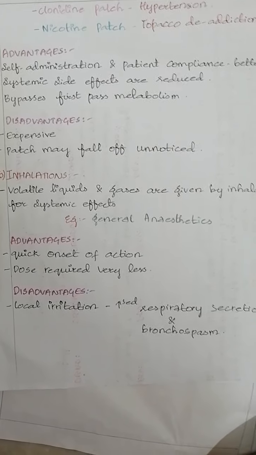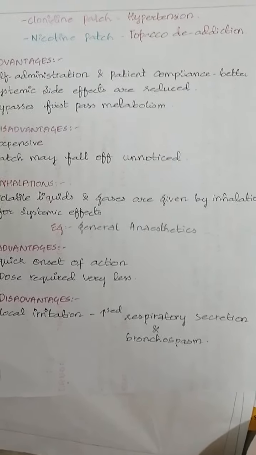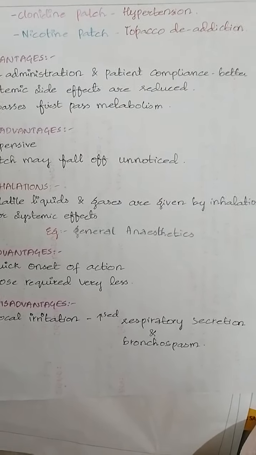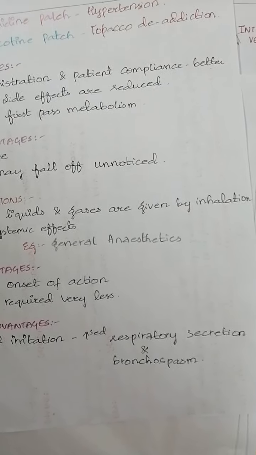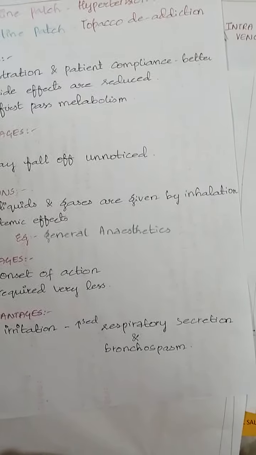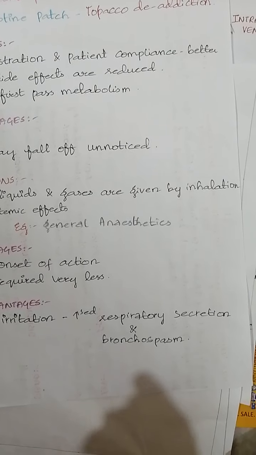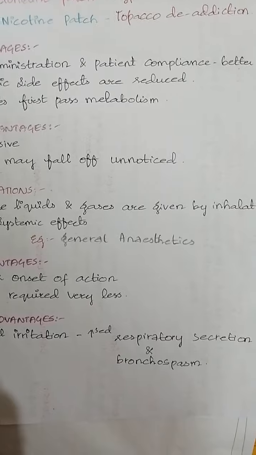Disadvantages: local irritation, increased respiratory secretions, and bronchospasm. Bronchospasm is a sudden constriction of the muscles in the walls of the bronchioles.